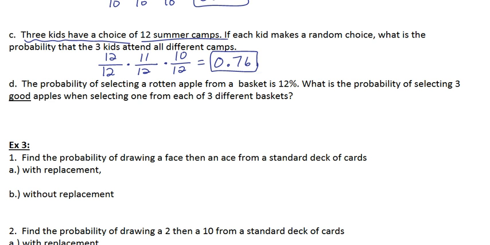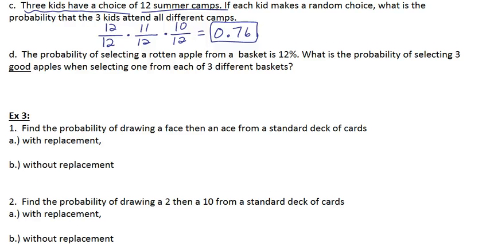All right, look at part D. The probability of selecting a rotten apple from a basket is 12%. What is the probability of selecting 3 good apples? So if you know the rotten is 12%, remember what I want is going to be 1 subtract 12%. So you've got an 88% chance of getting a good apple.